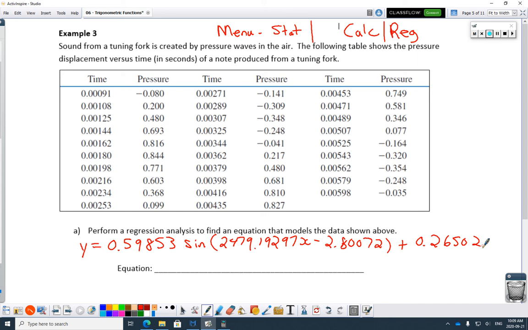Calc, regression, menu over to there, and then F4 for, there you go.